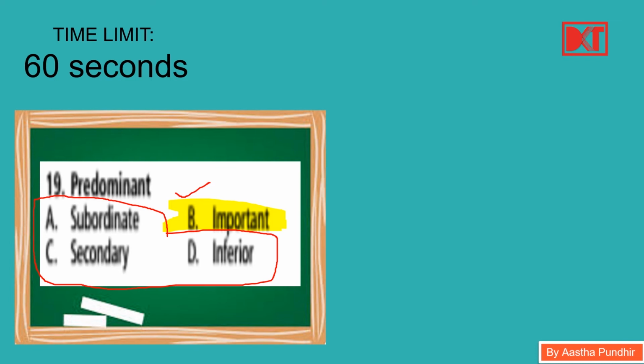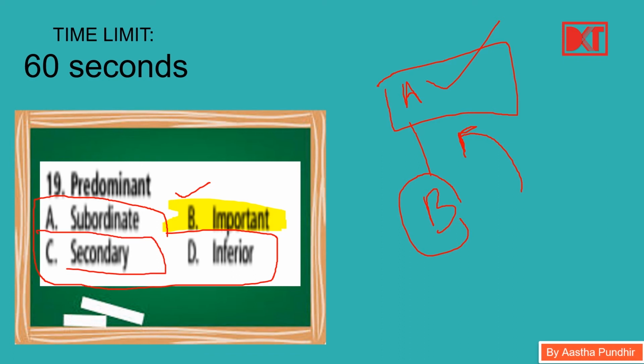Like subordinate: suppose there's a leader who has rank A, and lower than rank A there's rank B. The person on rank B is subordinate to the person on rank A. Secondary is again of secondary value, not of the first priority. Inferior is again less than something. All right, so all these are synonyms of each other.